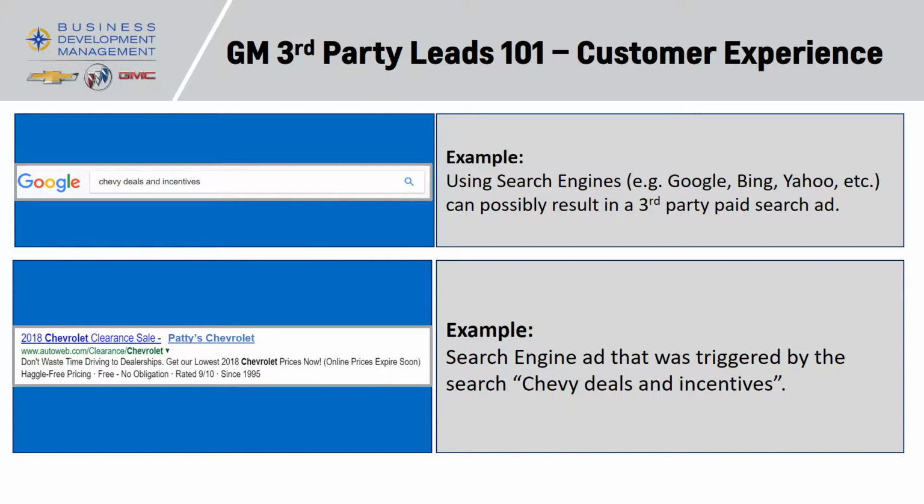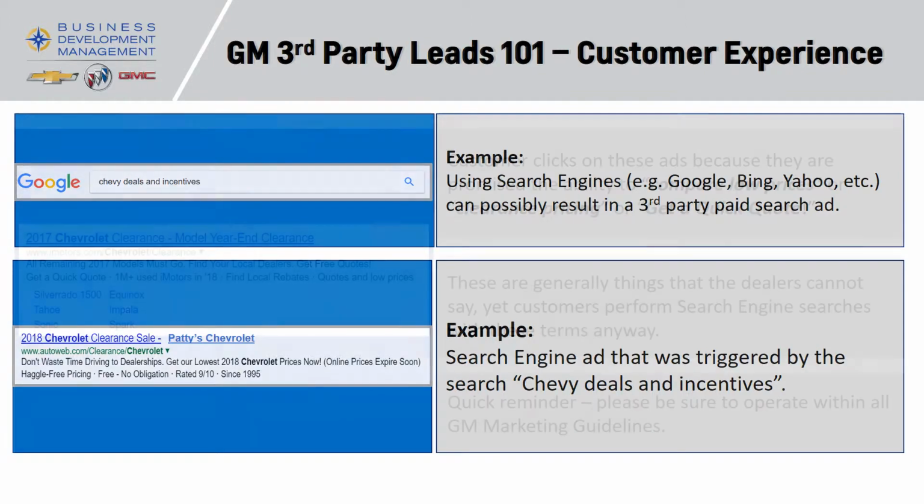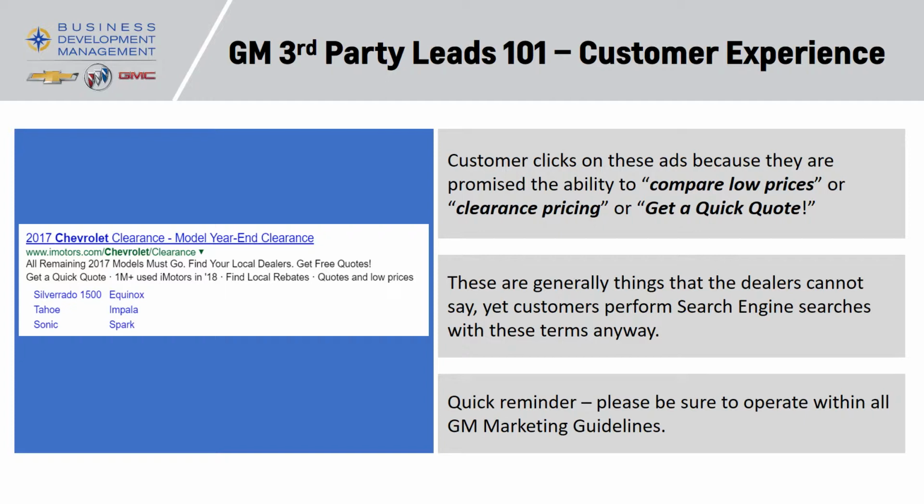So when they use a search engine, it could result in one of those third-party paid search ads. And then here's another example right here of what it looks like. And then what the customer does, clicking on those different ads, compare low prices, get a quick quote, etc. The customer performs searches with whatever terms they use. Obviously, we can't use that. The retailers can't use that, but the customer certainly can put anything they want. So a quick reminder, be sure to operate within all GM marketing guidelines.